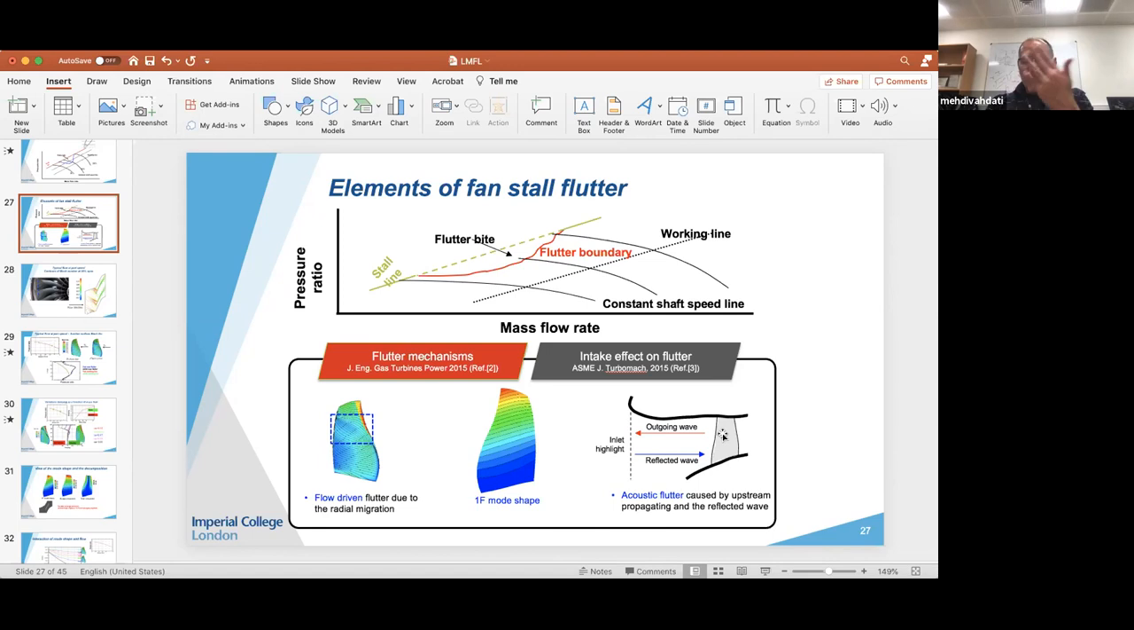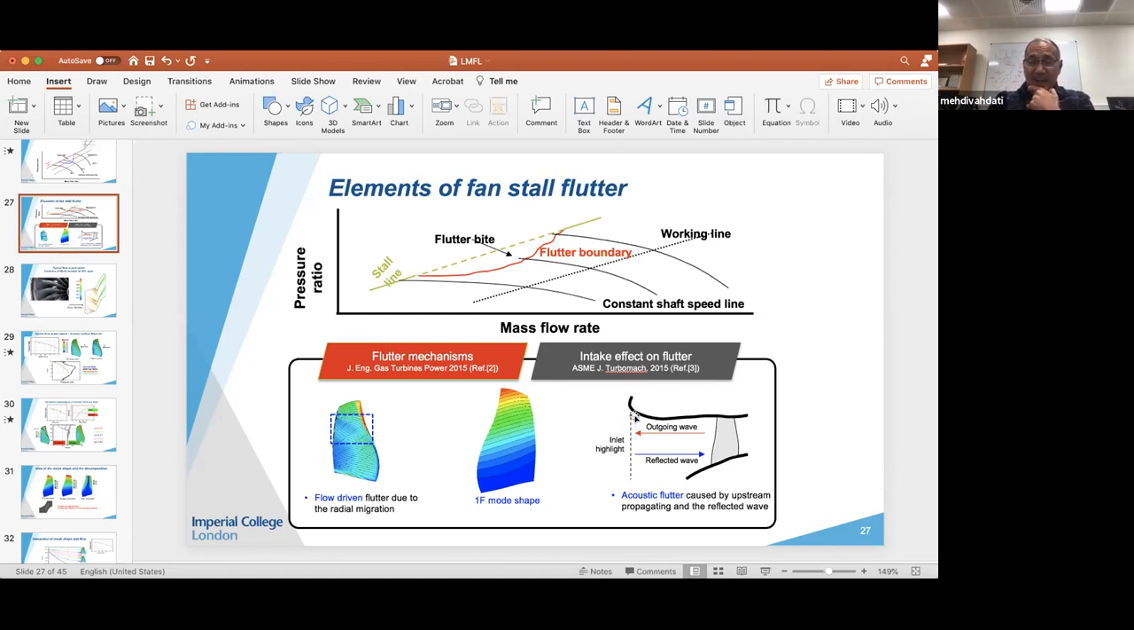When you have blade vibration, you create a pressure wave. Because, as I showed you, it vibrates in a nodal diameter pattern, it's not a pure plane wave. It has an angle. It's a spiral wave. This wave propagates through the intake duct until it reaches the highlight.